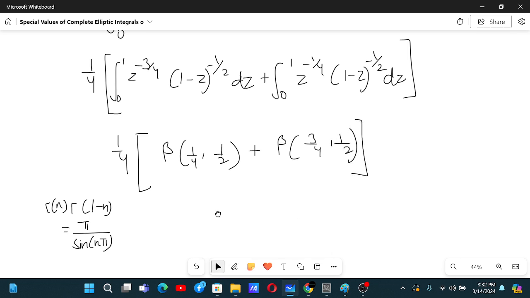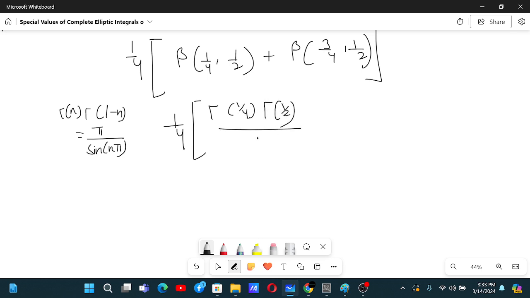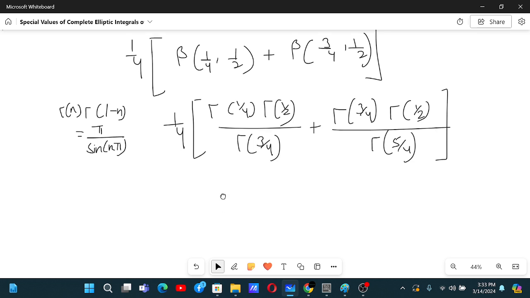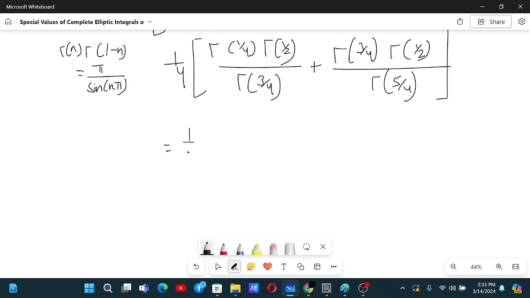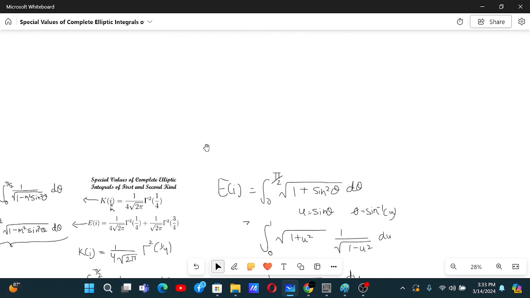Now this is 1 by 4 times gamma 1 by 4 gamma 1 by 2 by gamma 3 by 4, and this is gamma 3 by 4 gamma 1 by 2 by gamma 5 by 4. Now it's about the simplification. If you multiply numerator and denominator by gamma 3 by 4. Okay, so let us check the answer if we are doing it correctly or not, or else it will be a mess.